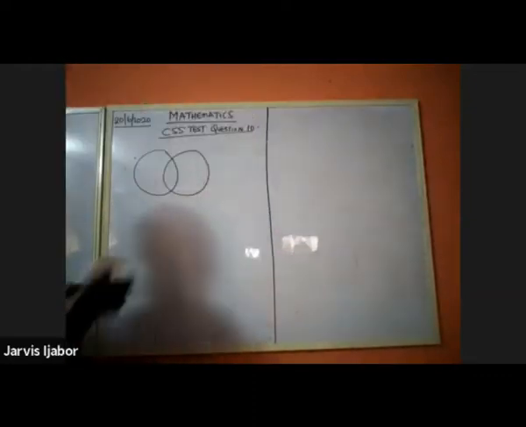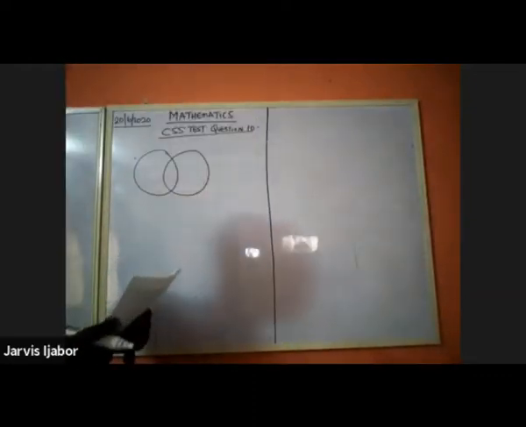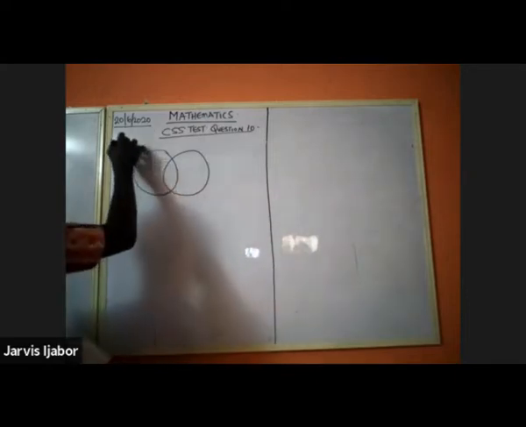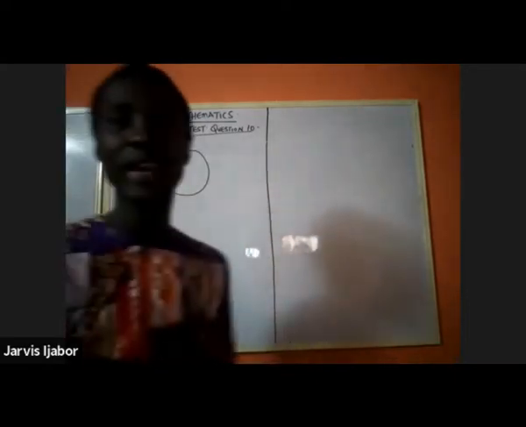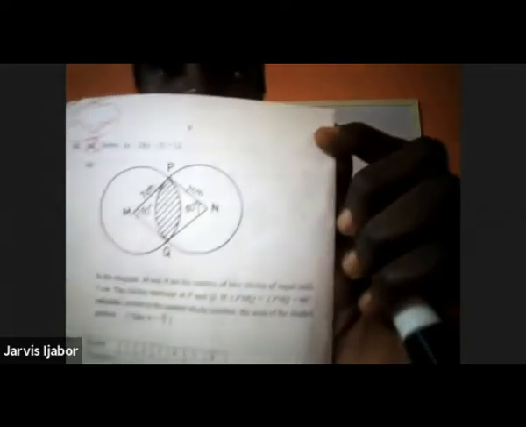Now we have two circles. This is question 10B. I'm starting with 10B of the test, the mini WAEC exam we took the other day. This is what the question looks like. I'll keep it up a while so you can see.